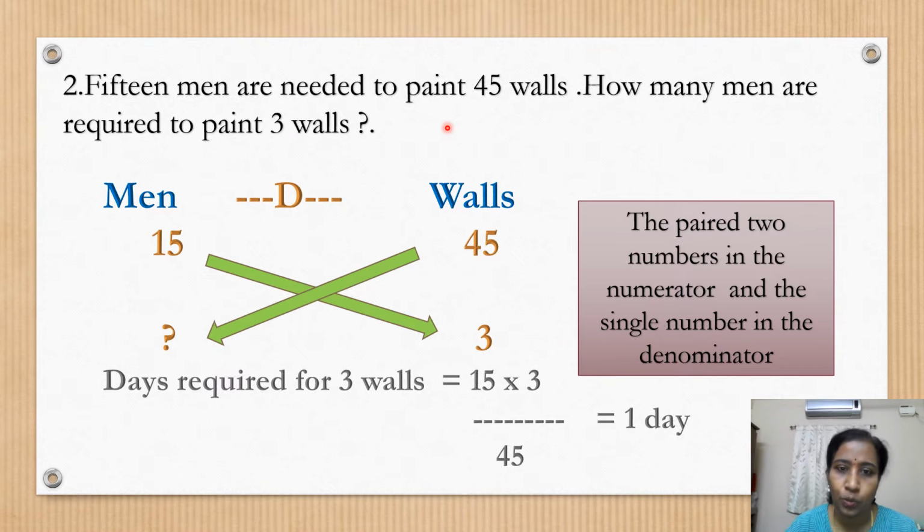15 men are needed to paint 45 walls. How many men are required to paint 3 walls? So I am just writing the two variables, men and walls. More men can paint more walls, so direct variation. And then I am writing the values 15, 45, 3 and question mark. And this question mark will not come on the right side always. The previous sum you got it on the right side. And in this problem, since I have to find out how many men, I have the question mark here. Now put an x in between, the two connected numbers 15 and 3 in the numerator, that one single number 45 in the denominator, and the answer is 1 man.